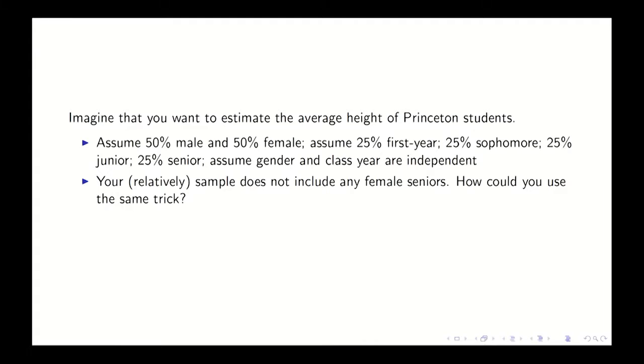But imagine that you have no female seniors. You have no one in this cell. So now you can't do this weighted average anymore because you don't know what to put here. So what you might do is say, well, maybe I'll look at the relationship here and project into this. Or you might say I'll do something like this kind of ratio and project this way.